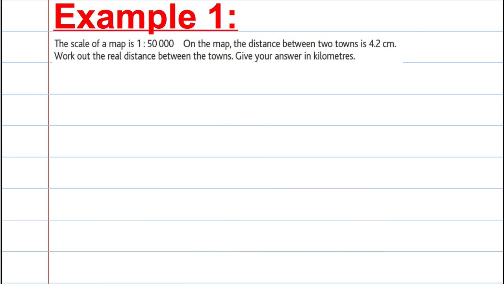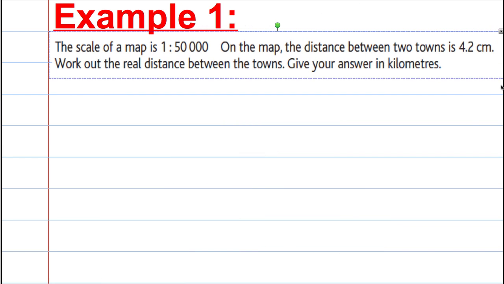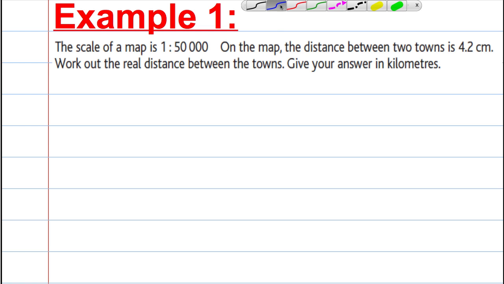Here's a question using these. Typical type of question. These usually come up in scale drawings. A scale of a map is 1 unit to every 50,000 units. On the map, the distance between 2 towns is 4.2 centimetres. Work out the real distance between the towns. Give your answer in kilometres.